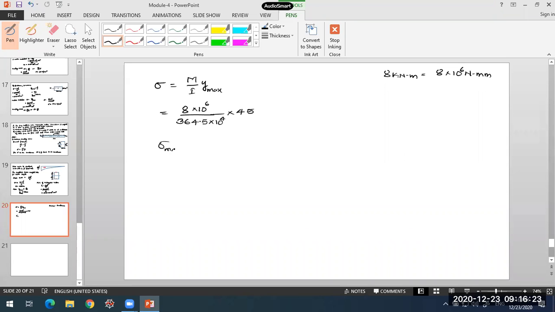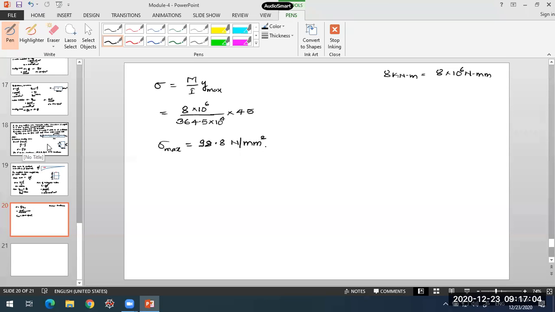So what we have is sigma max, the maximum stress. How much does it come out to be, if you calculate this? Any answers for that? Is it 98.8? What do you get? Please tell me. 98.8 Newton per mm square.